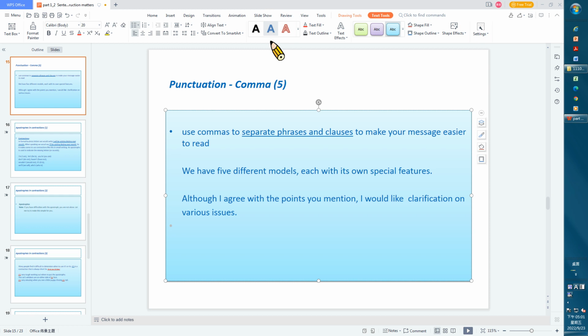Use commas to separate phrases and clauses to make your message easier to read. For example, we have 5 models, each with its own special features. Although I agree with the points you mentioned, I would like clarification on various issues.